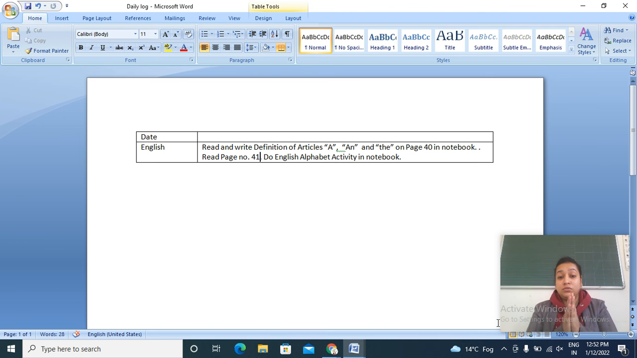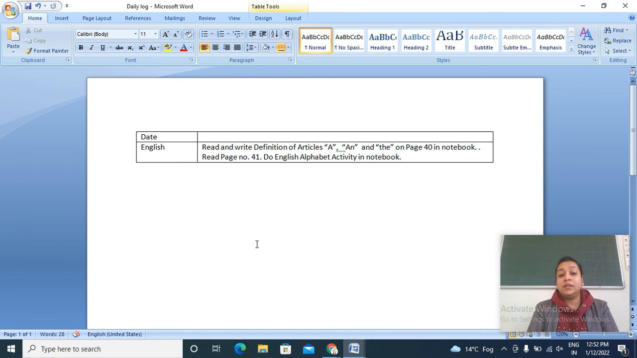And after doing this activity, you are going to write the diary also. You are going to write the date. In English column, you're going to write read and write definition of article A and the on page number 40 in your notebooks. Read page number 41. Do English alphabet activity in notebook.